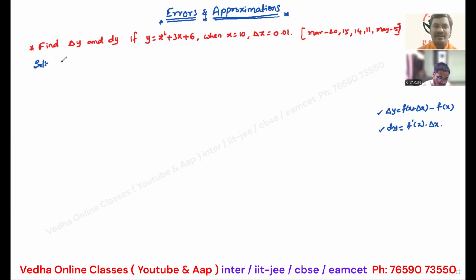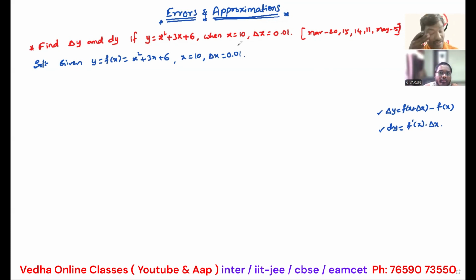First thing is, what is given? Given y is nothing but the function f of x, that is x square plus 3x plus 6. The x value is given as 10 and the delta x value is given as 0.01. Delta x means a small change, an error. There is a possibility of getting an error. So here delta x is 0.01, a very small error actually.